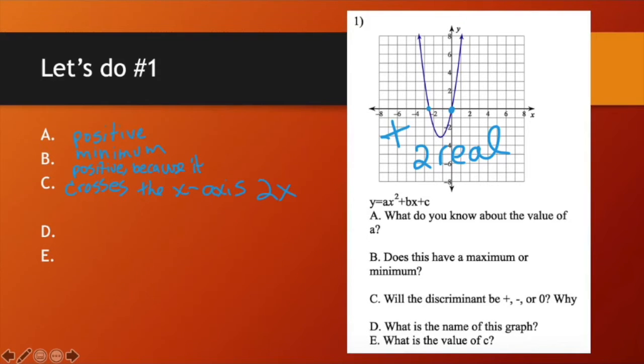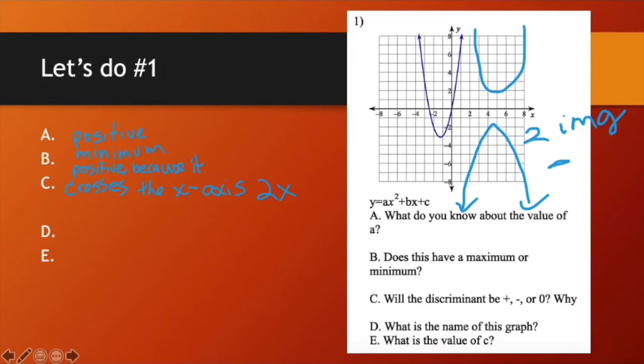Actually, let's talk about some other possibilities here. Let's talk about the possibilities of how we could have other solutions. So if I had a graph that looked like this one, where it did not cross the x-axis at all, this would have 2 imaginary roots, and that would have been negative. And that graph could have been upright, could have been any way, but it just doesn't cross at all. That would have been a negative.